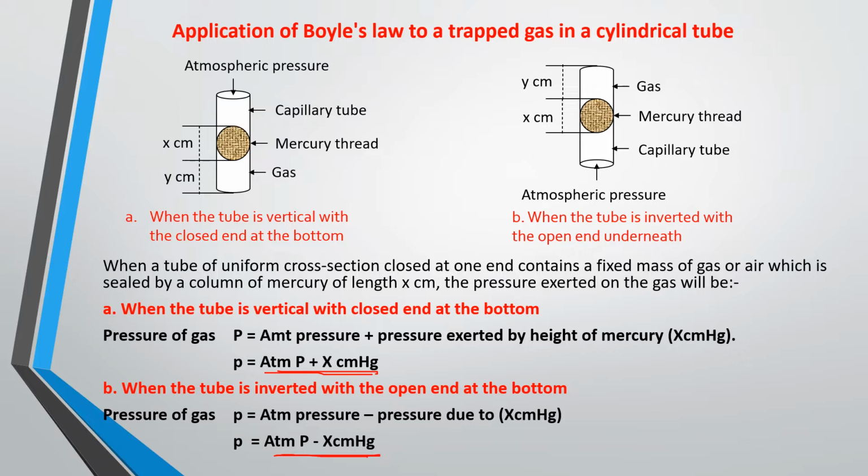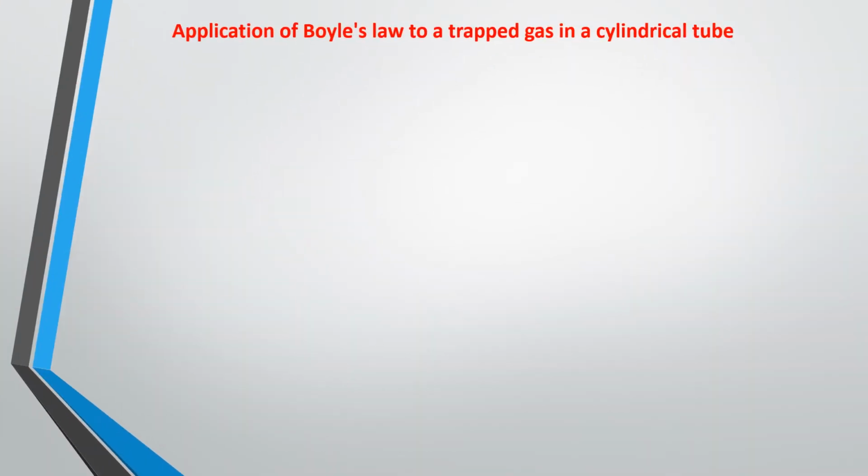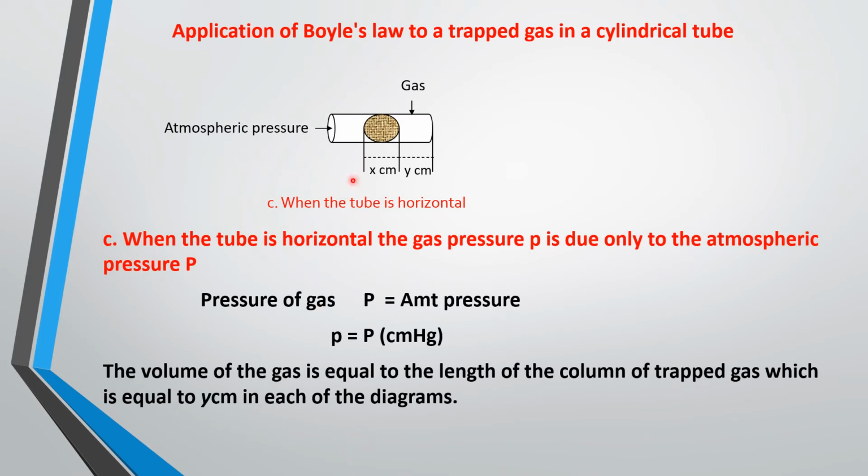Then the third condition is when the tube is held horizontal. When the tube is held horizontal, the pressure on the gas is just equal to atmospheric pressure, and that is it. The pressure on the gas is just due to the pressure of the atmosphere, and that is equal to P.